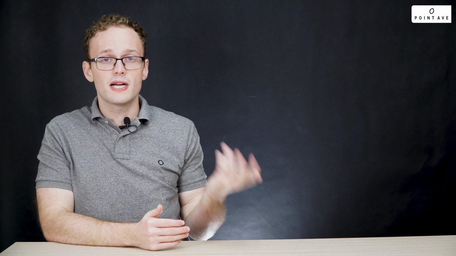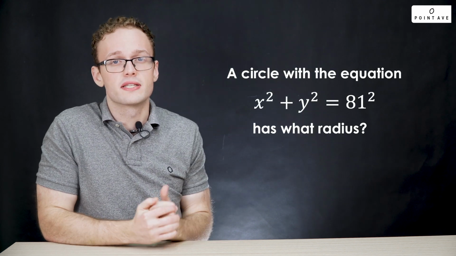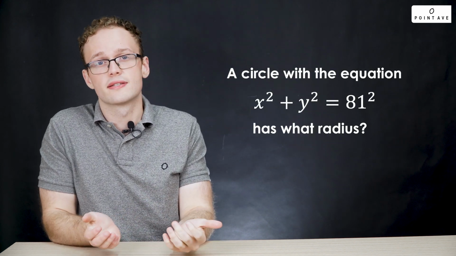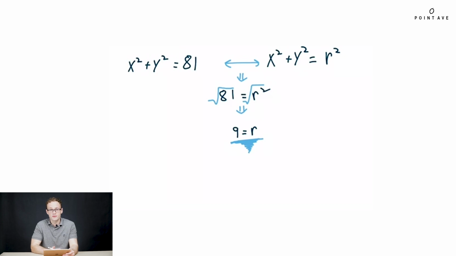Now if we see the following problem, we can quickly answer it. Given this equation of a circle, what is the radius? Comparing this equation with the general form, we can see that the number 81 plays the role of r squared. So 81 is equal to the radius squared, which means to find the radius, we just square root both sides, and we find that the radius is equal to 9. And it's as simple as that.